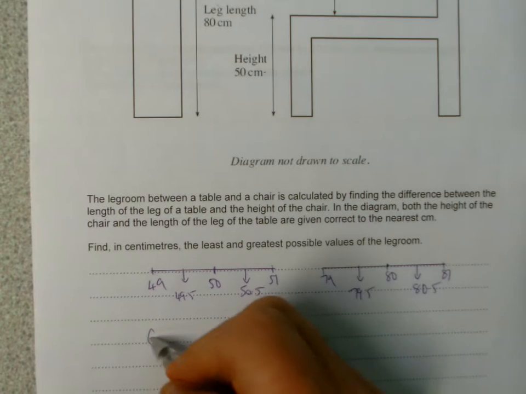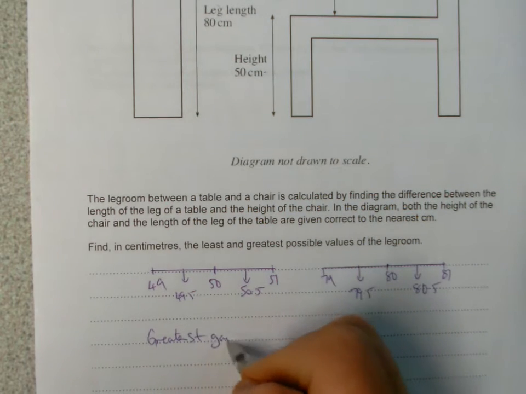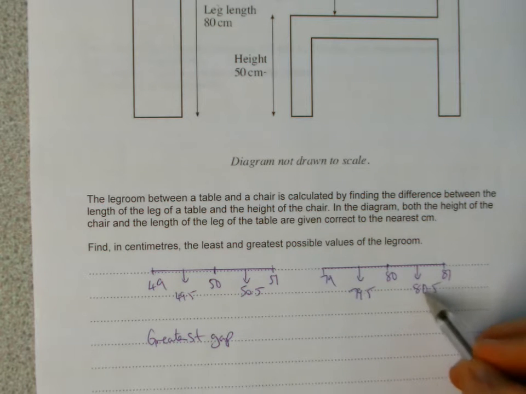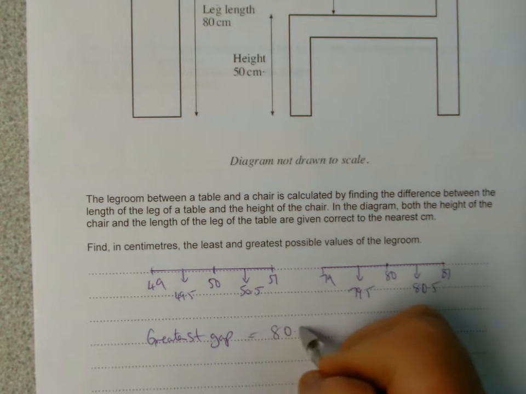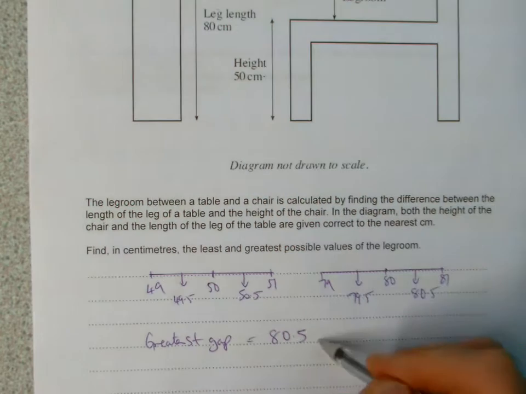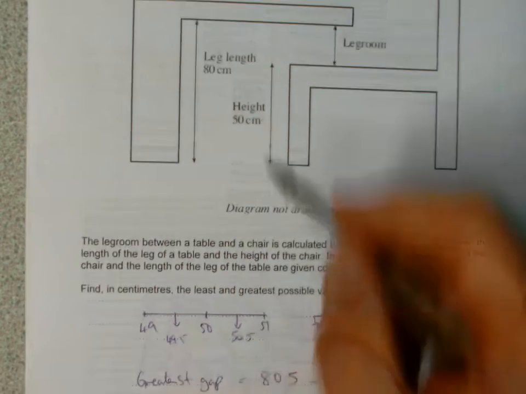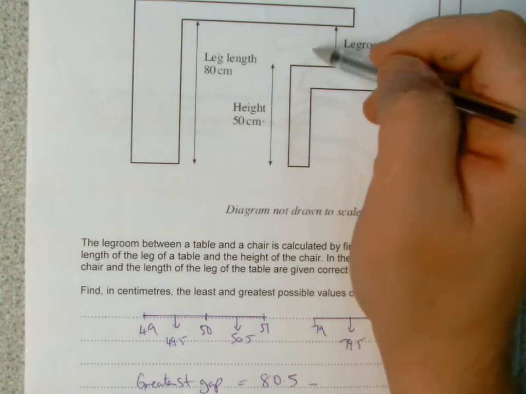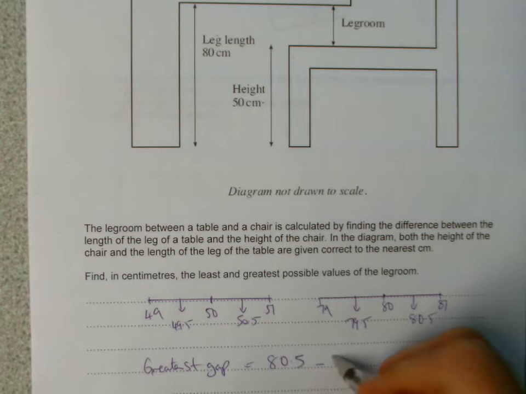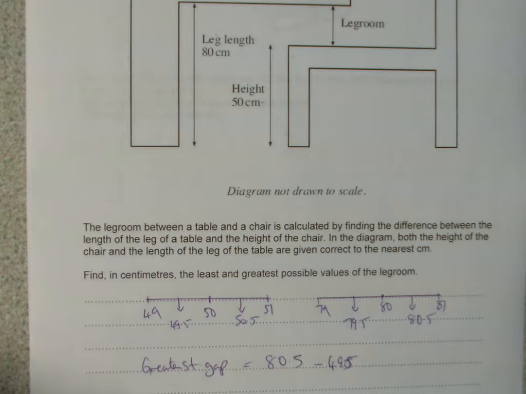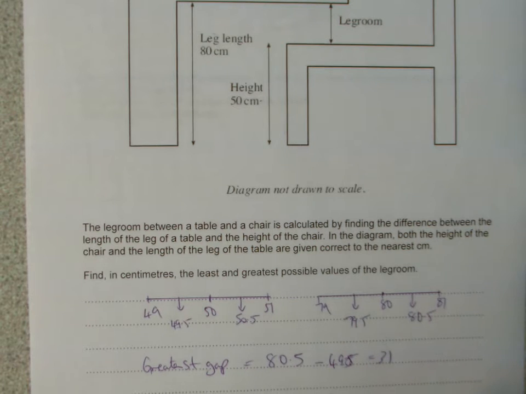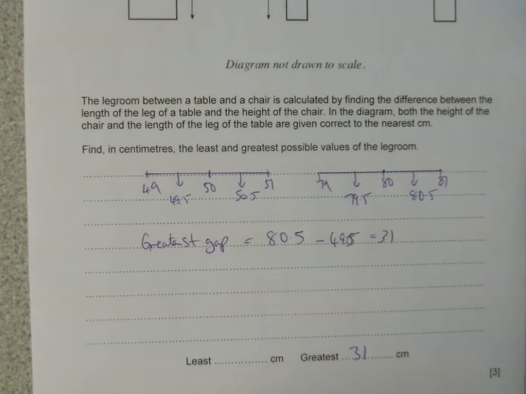So if you think about it, to get the greatest gap, you obviously choose the greatest leg length. So you assume this is as big as it can be, the leg length 80.5, and you take away the smallest height. If you've got the biggest leg length and the smallest height, it'll give you the most leg room. So 49.5. So you can work that out on my calculator, and you get 31.